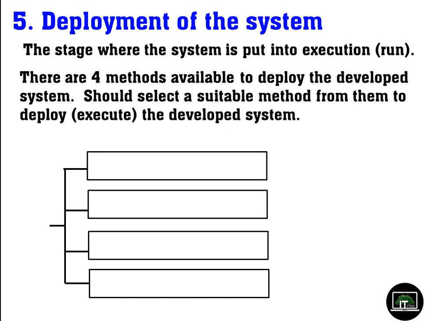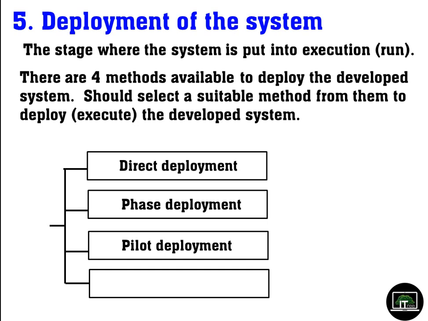There are 4 methods. One is called direct deployment. The next one is called phase deployment, sometimes called stage deployment as well. Pilot deployment, then parallel deployment. There are 4 methods: direct deployment, phase or stage deployment, pilot deployment, parallel deployment. So we take them one by one.